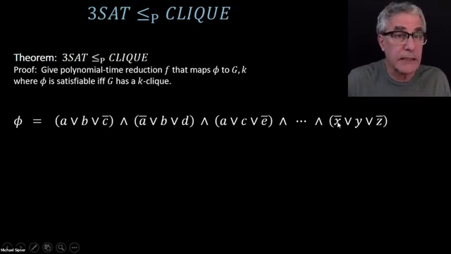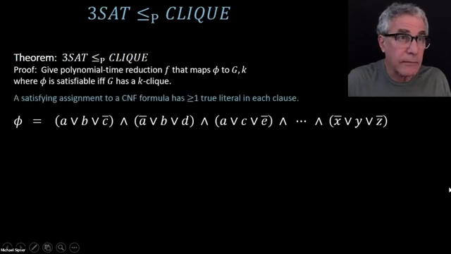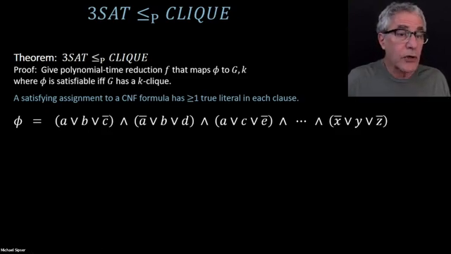Obviously, satisfiable means that you can find an assignment to the variables, so you can set each of these variables, A, B, and C, and so on, to true or false, and you want to make the whole formula evaluate to true. But what does that actually mean? It means that because of the structure of the formula, making this formula true corresponds to making each clause true.